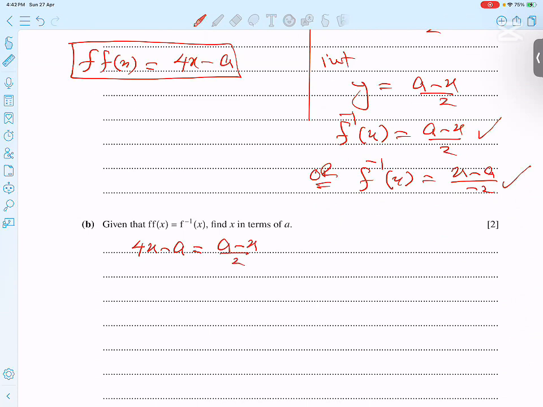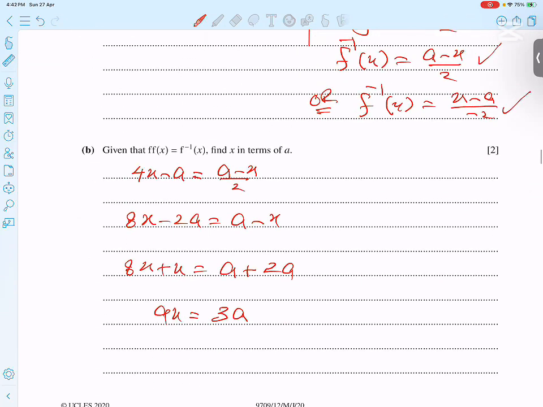Multiply the left side by 2. I got 2 4s are 8x and 2a. The x will come to the left side and become positive. 2a goes to the other side. I got this one. Here I got 9x. Here I got 3a. And finally, x, this will go down, and I got a over 3.